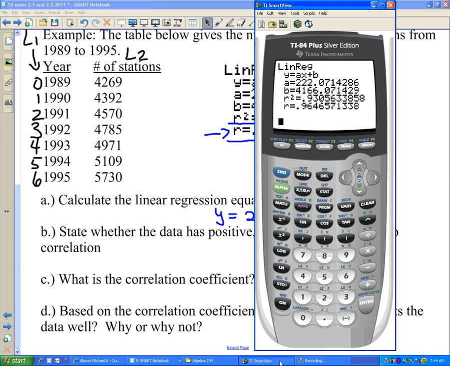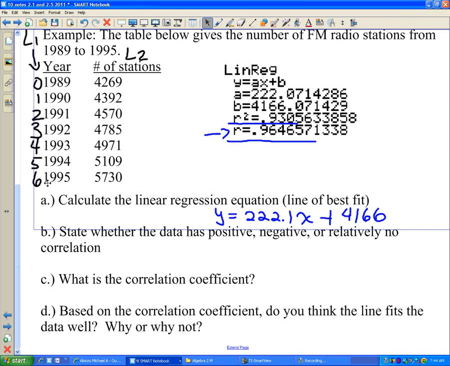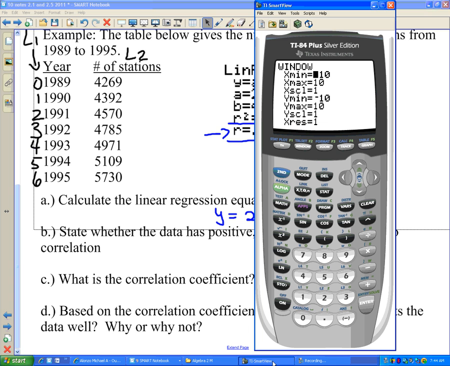Well, let's go back to our calculator. If I hit graph, I don't see anything because I have a bad window. If I go to window, my x's went from 0 to 6. So I'm going to make mine go from -5 to 10 so I can see all of those points, counting by ones. My y's go from 4,269 to 5,730. So let's go from 4,000 to 6,000. I'm going to count by 100 so I don't have too many dashes down there. And when I hit graph, there's my data and there's my line.